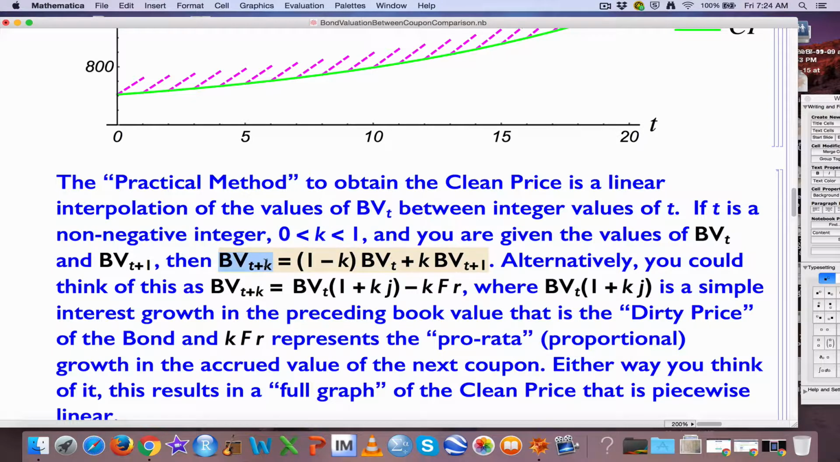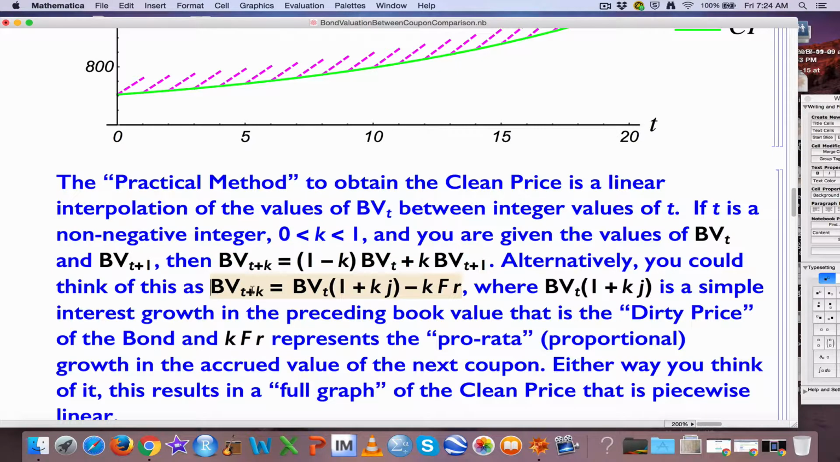You get the value at t plus k to be an interpolation of the value at t with the value at t plus 1. Think about this kind of equation when k is 0, for example. This is 1 and this is 0, so the value is BV t. On the other hand, at the other extreme, when k is 1, this is 0, and this is 1, so the value is BV t plus 1. And in between, if you graph this, it gives you a straight line.